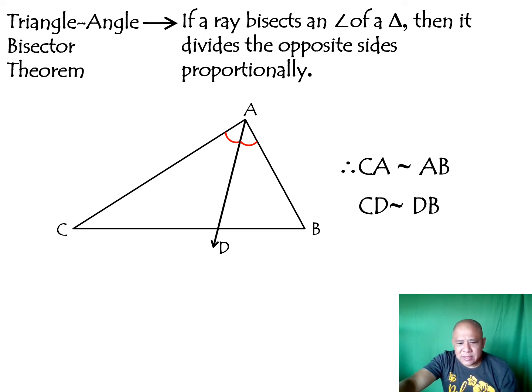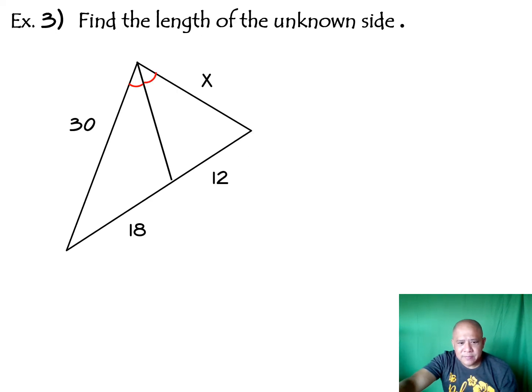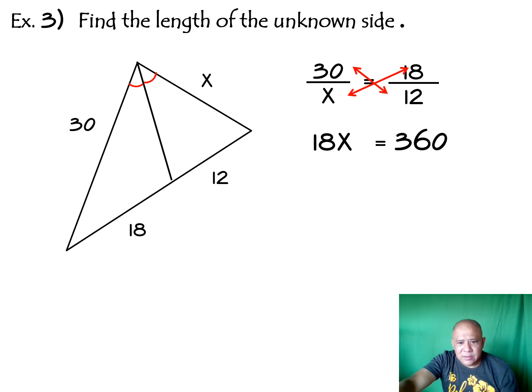So here's the last example, example 3, where we apply it. Let's take a look at this. 30 is to x as 18 is to 12. Notice I went from left to right, left to right. Cross multiply. 18x equals 30 times 12, which is 360. Divide by 18, cancel it out. And x equals 20. Try the last one on your own, and we'll be done with our lesson.